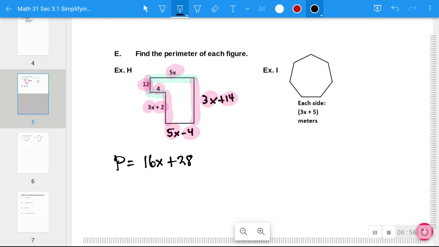On example I, what we have is a regular heptagon, where there's 7 sides. They're all 3x plus 5 in length. So the perimeter is just 7 times that 3x plus 5. Distributing here gives you 21x plus 35. And this will be in meters.